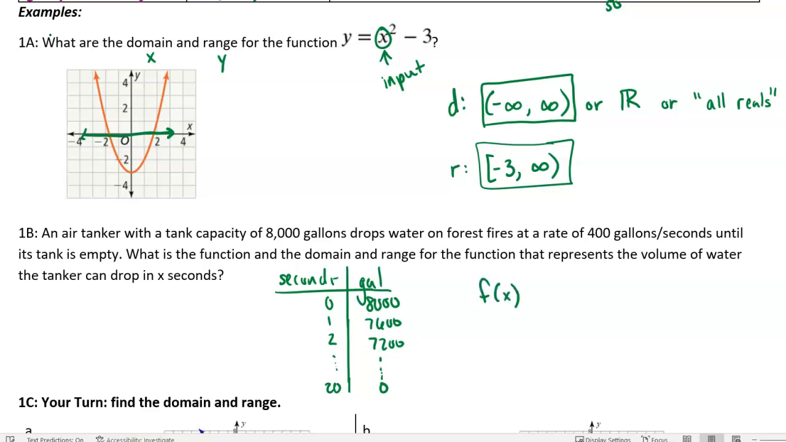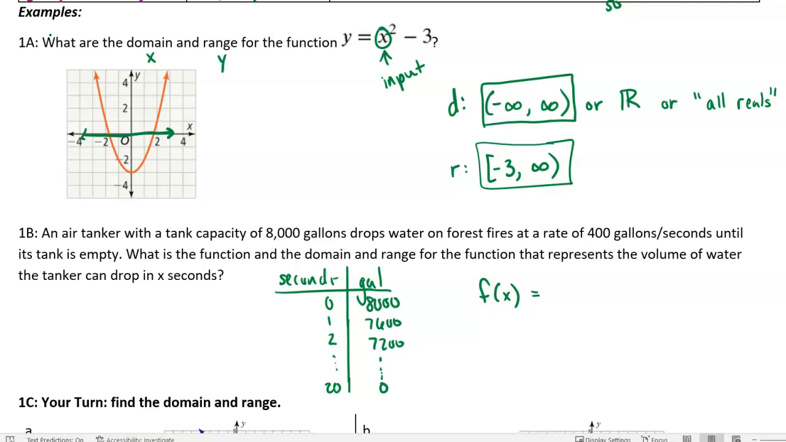So function notation looks like this. Instead of using a y, we use f or g or h. We just use a letter to represent the fact that we're working with a function. Then in parentheses, we put what the input's going to be. So our input's going to be x, or if you wanted to use s for seconds or t for time, you can use whatever variables you want. But I'll use x to keep it simple.